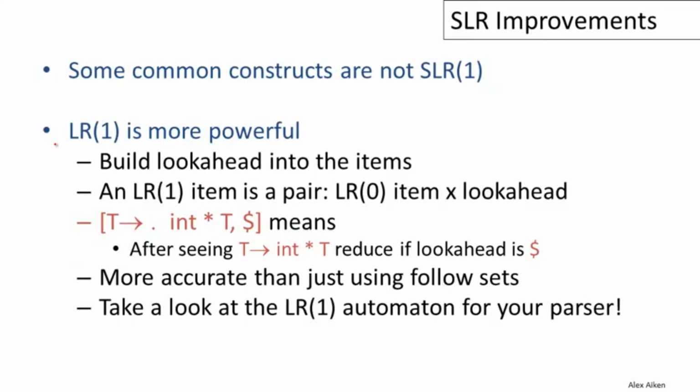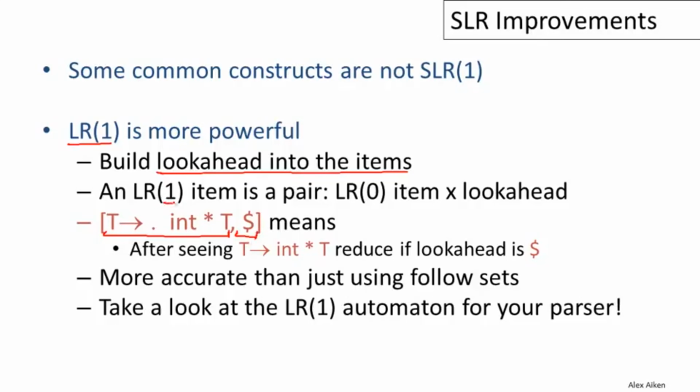Now, simple LR parsing is called simple for a reason, and in practice, it's a bit too simple. The widely used bottom-up parsing algorithms are based on a more powerful class of grammars called the LR grammars. And the basic difference between the LR grammars and the SLR grammars is that look-ahead is built into the items. So what does that mean? Well, an LR(1) item is going to be a pair which consists of an item, just like we saw before, and this means exactly the same thing as before, and a look-ahead.